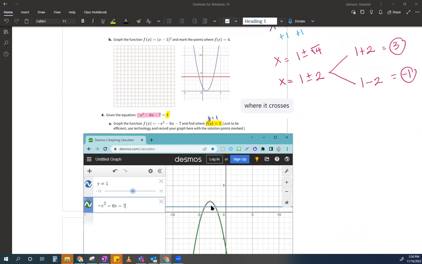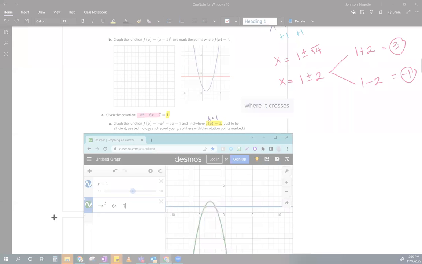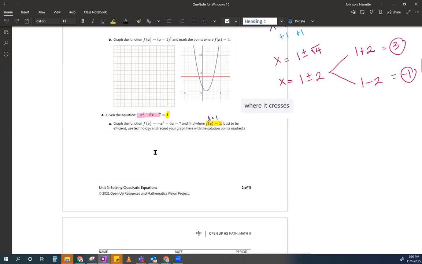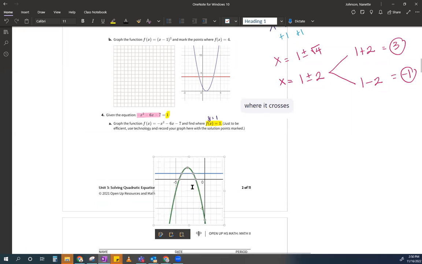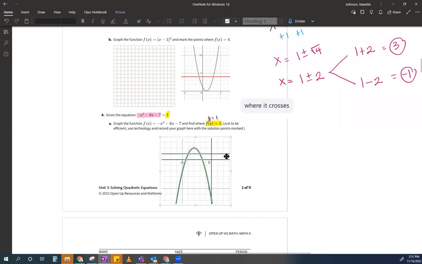And then it says, find my solutions. Well, it says, graph the function and find where f of x equals 1. Okay. So where is my solution, guys? According to this, where's my solution? And if you don't remember, here's your answer, where it crosses. So go ahead and write that. Where it crosses. Very good. Okay, so what are the actual numbers though? Give me my solution.